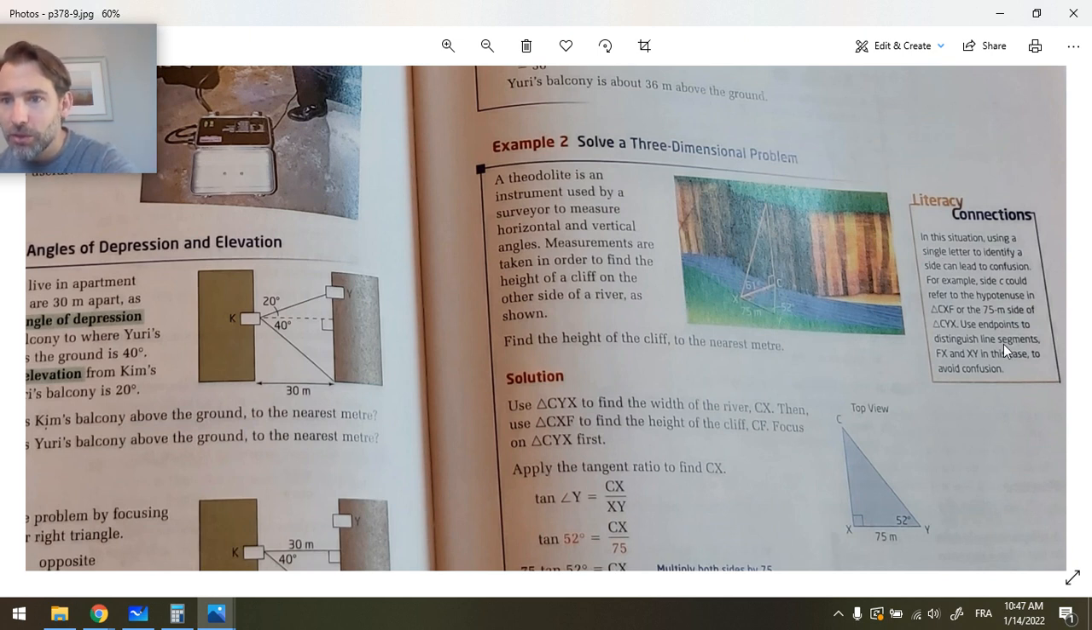Using a single letter to identify a side can create confusion. For example, side C could refer to the hypotenuse. Use endpoints to distinguish line segments. All right, so we have X, and that's C there. So that's that line there, or X and Y.